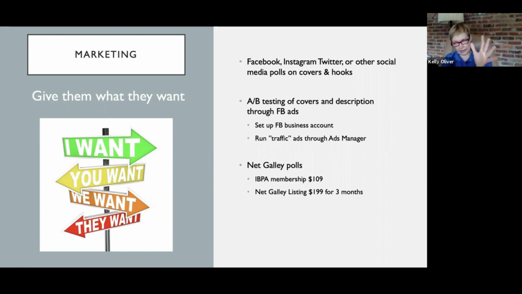You just Google NetGalley, and I think I actually didn't put that on the sheet, but I can. Anyway, you just Google NetGalley and you can sign up as a reader or as an author or as a publisher. And as an independent publisher, Independent Book Publishing Association, IBPA, you can sign up for a membership with Independent Book Publishing Association for $109, and then you can get a NetGalley listing for $199 for 3 months. Okay, so you're gonna have to pay some money if you want to do that.